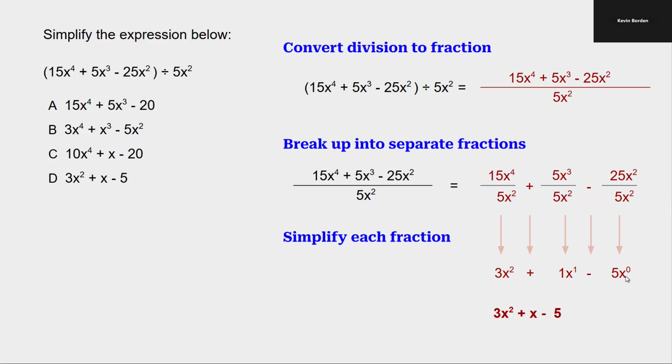And 5 times x to the 0, we remember that x to the 0 is just the number 1. Anything to the 0 power is 1. So this is just minus 5. Our answer is over here, D, 3x squared plus x minus 5.